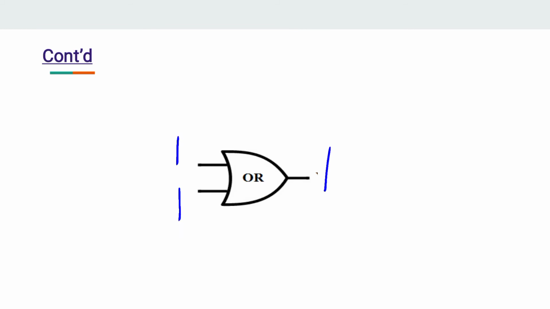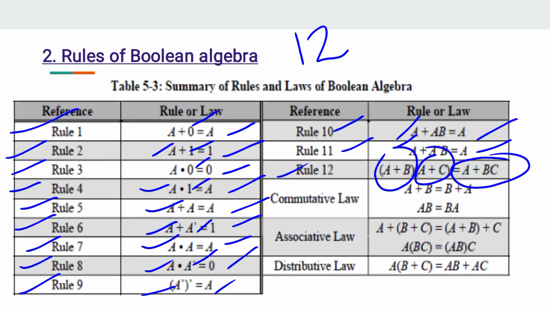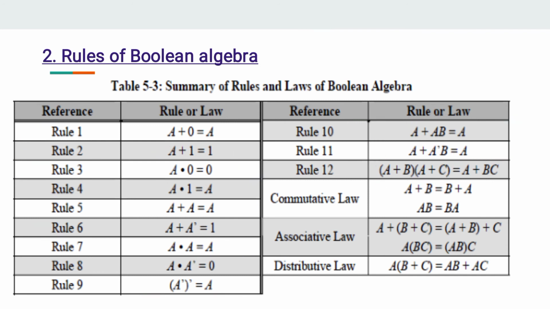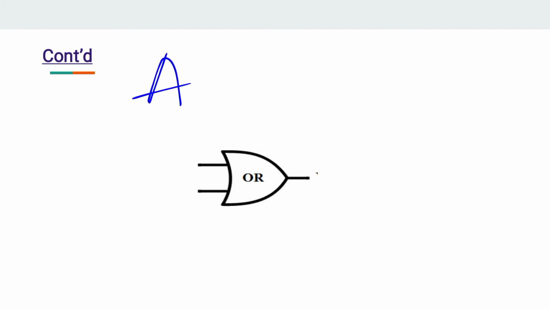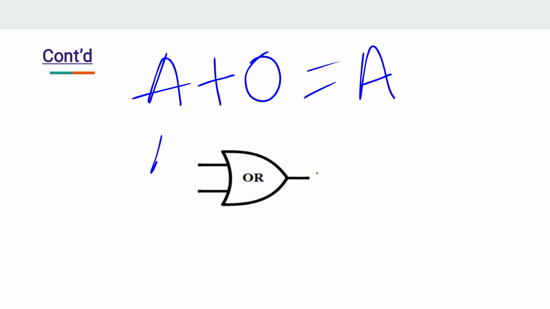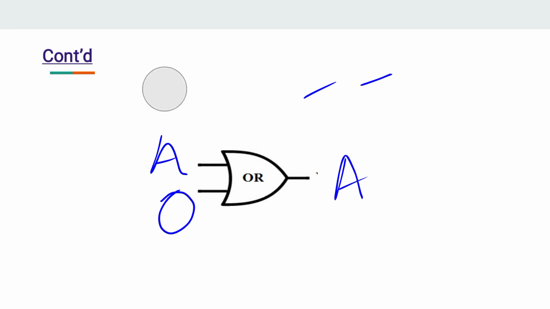Like example, I am showing the example. So you have to do this for all the rules. The first rule is this one. So I will take this. A plus 0 is equal to A. I have to prove this. So this is my A and this is my 0. Output is always A as of rule 1. So let's check.